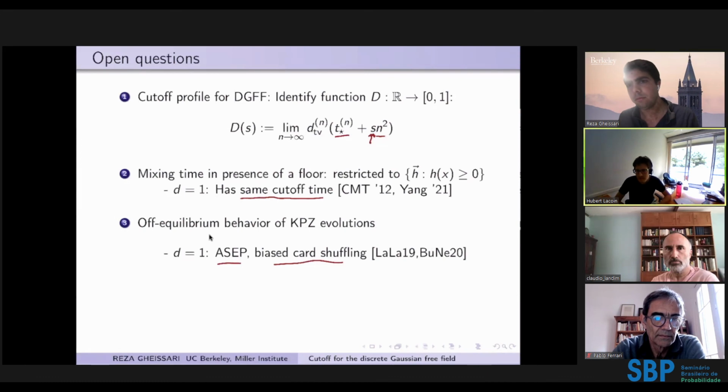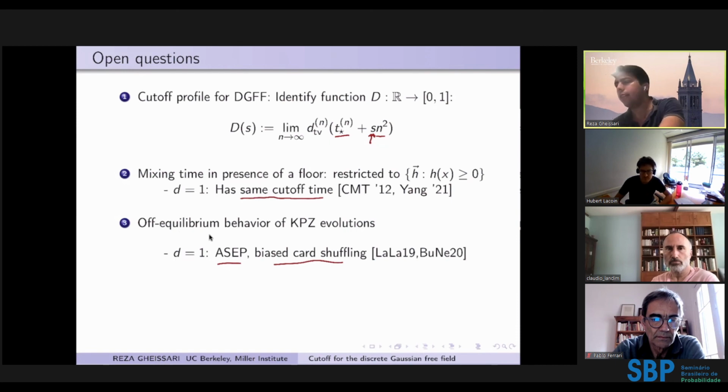Maybe one thing that I found at first quite surprising in the result is that the time you find for the cutoff really does not depend on the dimension. In particular, in dimension 2, you don't see the effect of this log. Right, the log n doesn't show up.